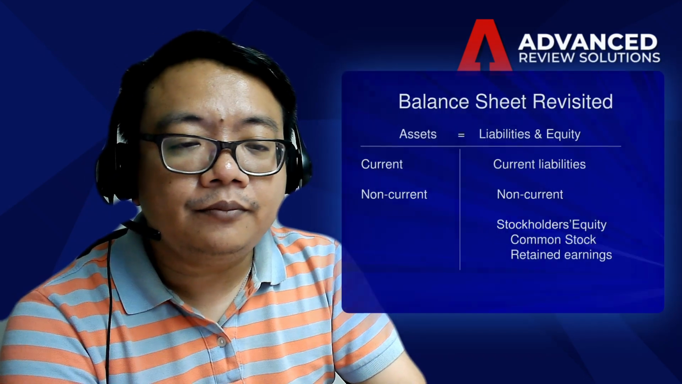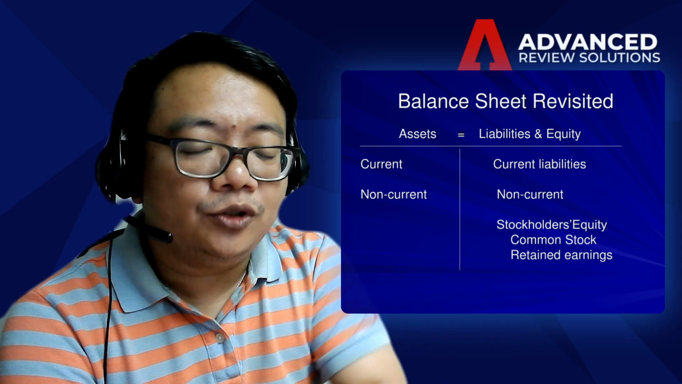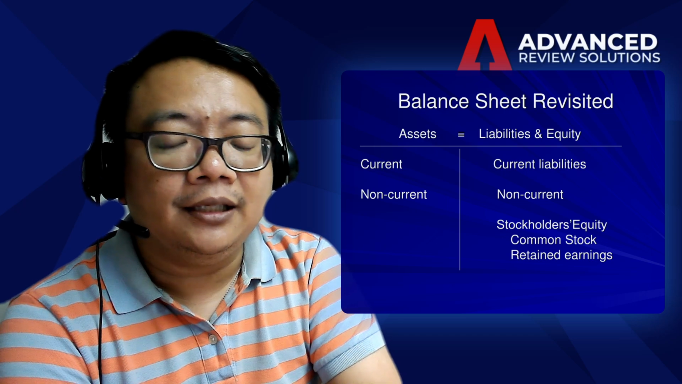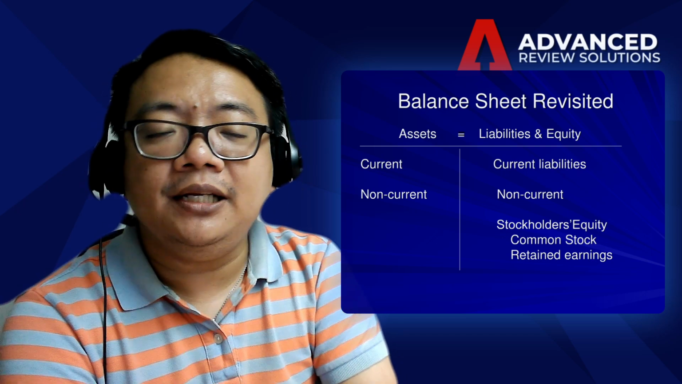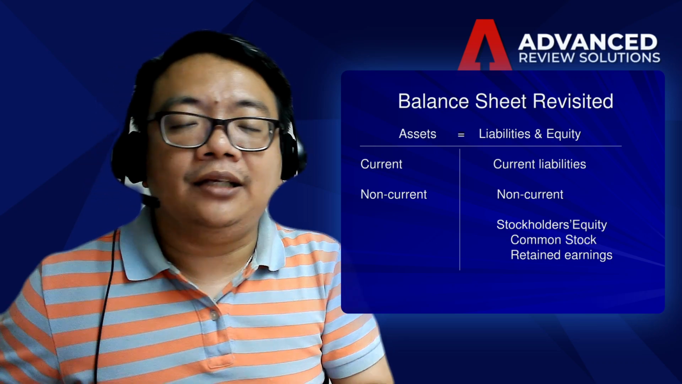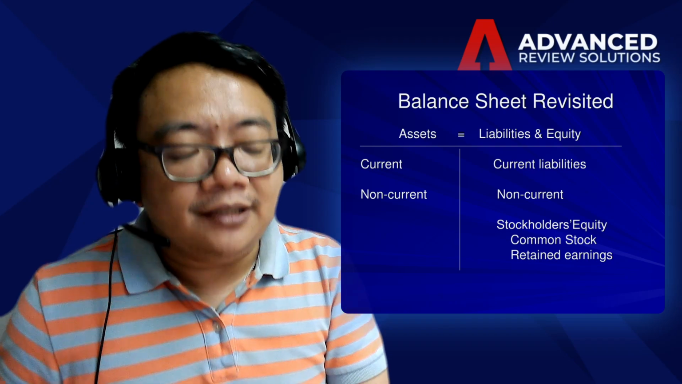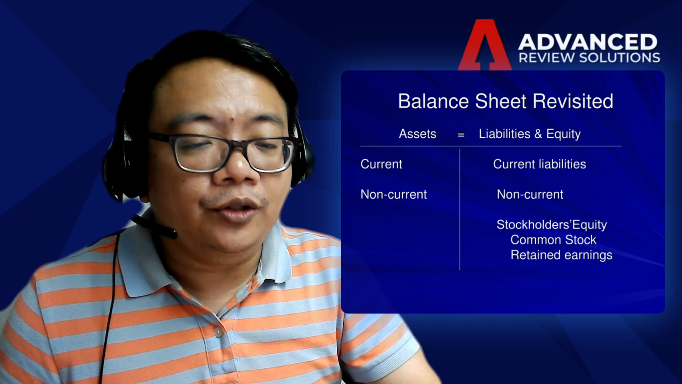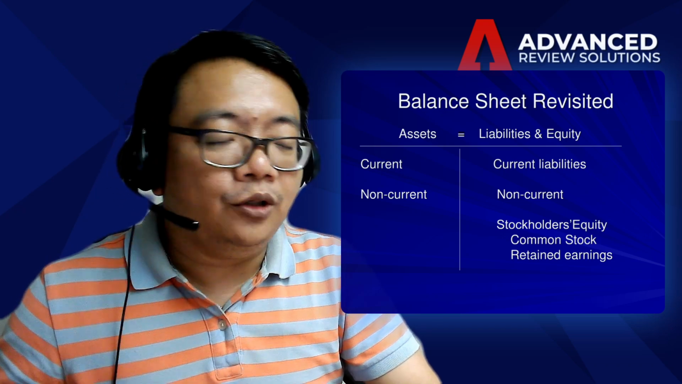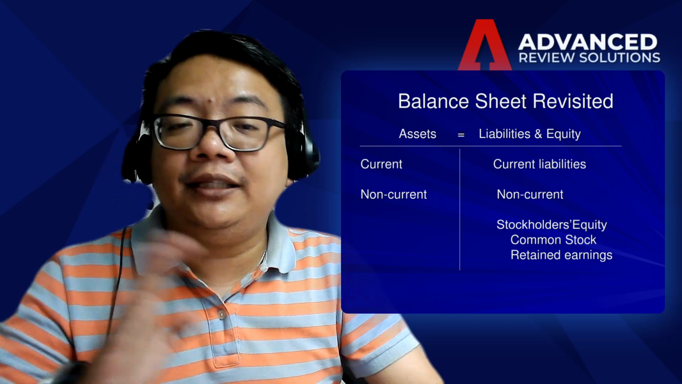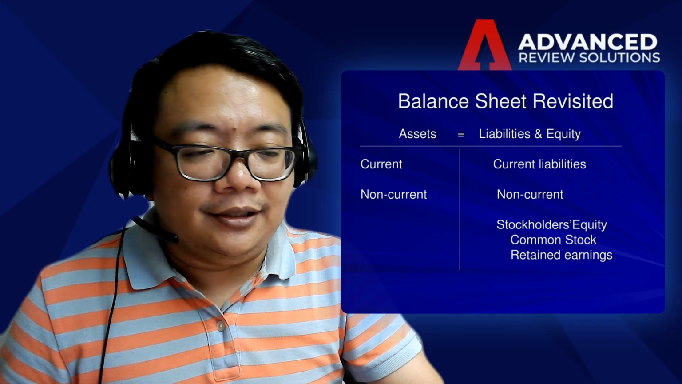Okay. So again, as discussed also kanina, the balance sheet as revisited again, your asset is equal to liabilities plus equity. In terms of your assets, you have your current and non-current assets. Your liabilities same, also current and non-current. And also we have our stockholders' equity. You have your common or ordinary shares, preference shares, and your retained earnings. So review lang tayo class ha. Okay, so ito lang yung kanina.